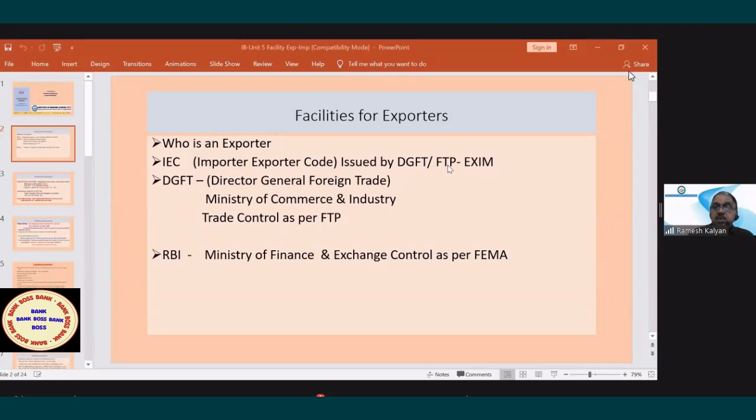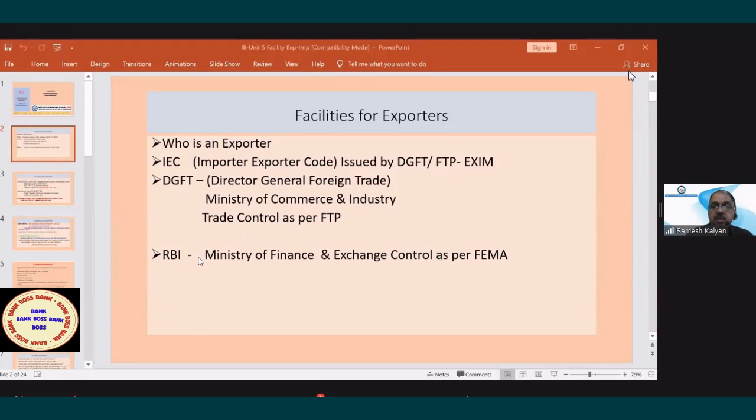So this is framed by DGFT. Possible questions are: who frames the FTP, the foreign trade policy, and who is responsible for issuing the IE code, import export code? Both answers are DGFT, the Director General of Foreign Trade, which comes under the Ministry of Commerce and Industry.